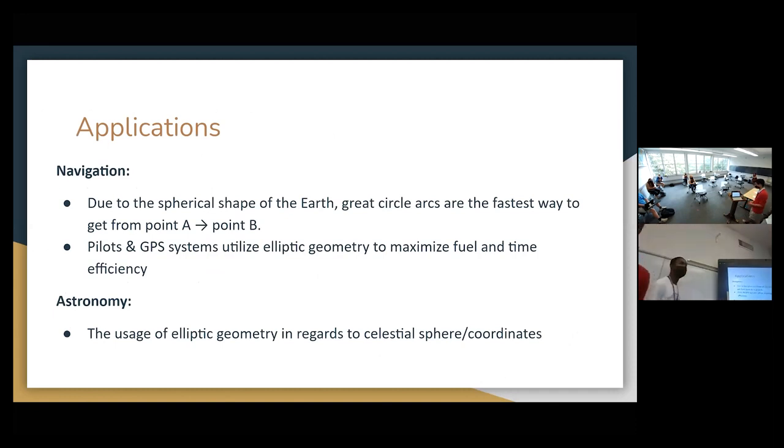So now we get to look at some really cool applications of elliptic geometry. The one that we're going to start with is navigation. Because the Earth is a sphere, you can use elliptic geometry for navigation to find the fastest way to get from point A to point B. Pilots and GPS systems utilize elliptic geometry to maximize fuel and time efficiency all the time.